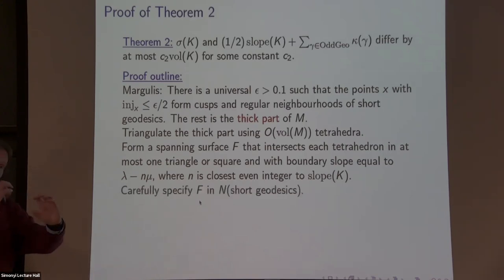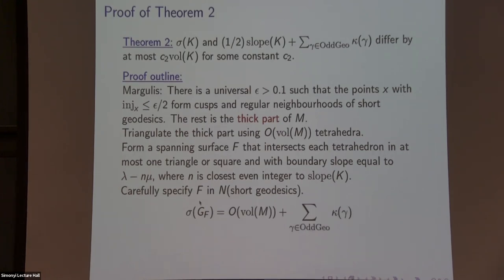But you haven't specified what's going on inside the thin part, which is the cusp, which you don't need to worry about. But the neighborhoods of short geodesics you do. So you have to carefully specify what's going on in that, which I'm not going to go into. So you run the same argument again.